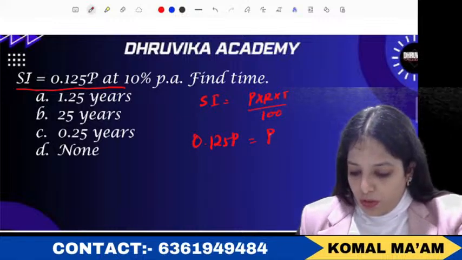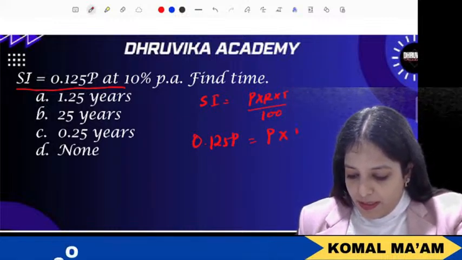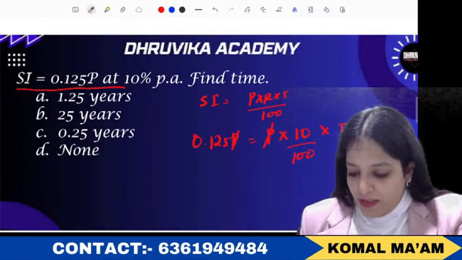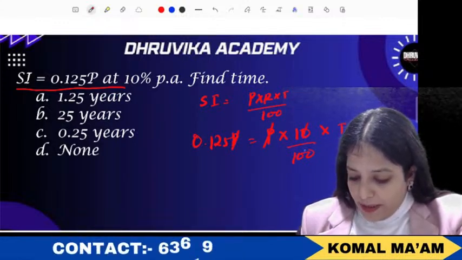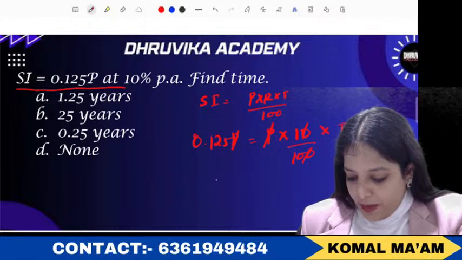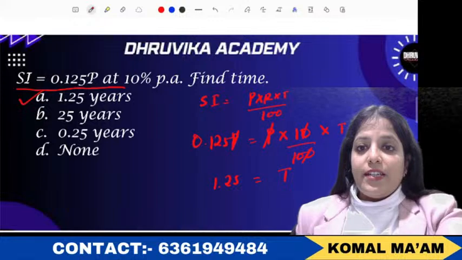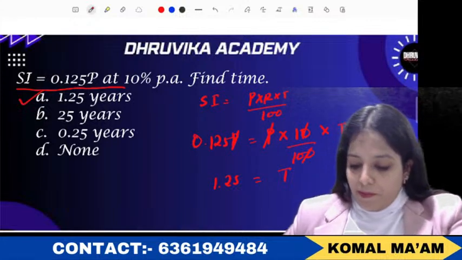P is unknown, R is 10%, and time we need to find. It's very simple. P cancels with P, and 10 gets multiplied by 0.125. It's nothing but 1.25 years. That's option A. Alright, so I hope the question is pretty clear.